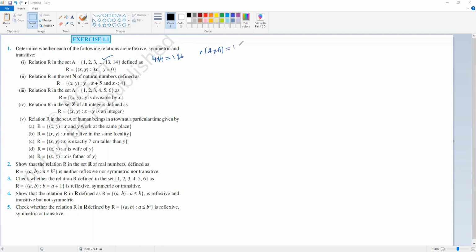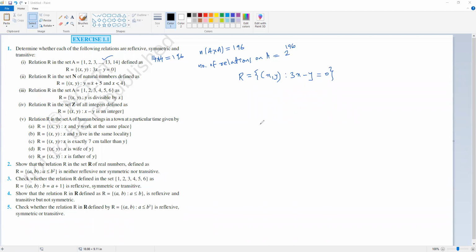This is 196. So number of relations on A में कितना relations होगा? A cross A का subsets, A cross A के लिए 2 to the power 196 subsets है. So see how much big that number. So many relations are there. उसमें से एक relation दिया है R is equal to सभी ordered pairs in such a way that 3 times the first number minus second number is equal to 0.